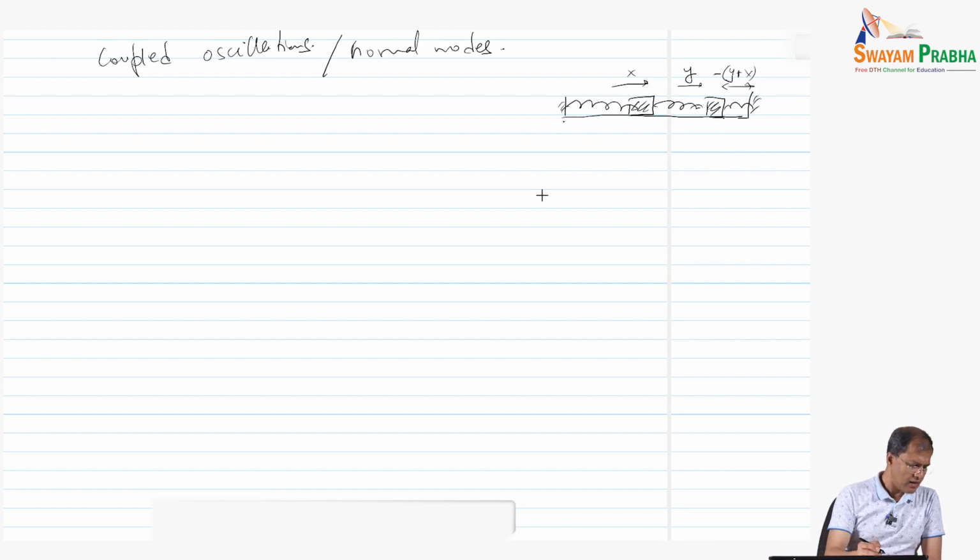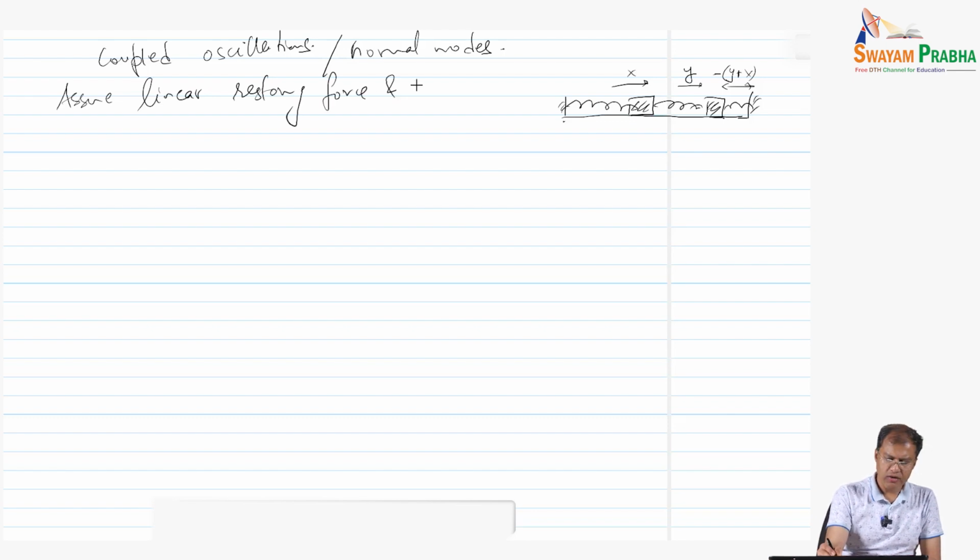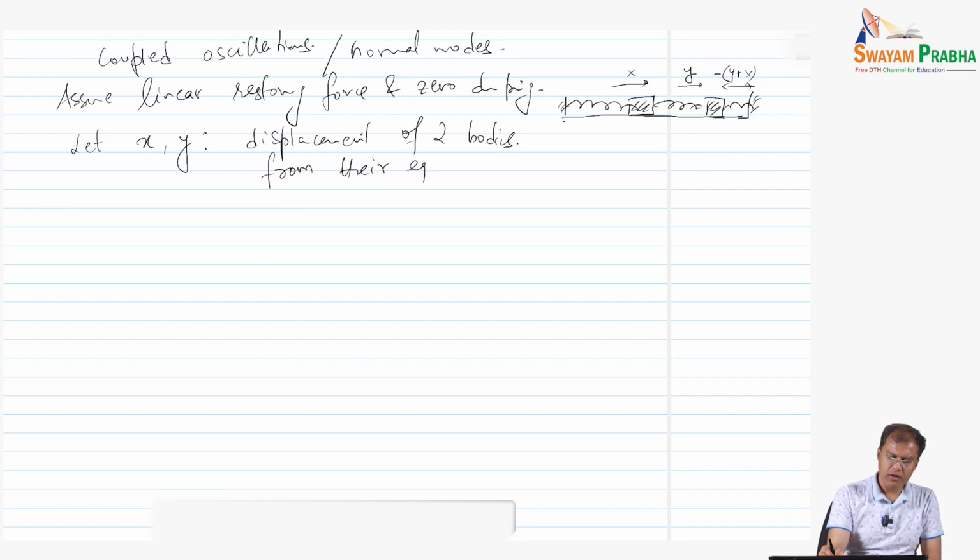Okay. So then in this case we can assume linear restoring force and zero damping. Linear restoring force and zero damping. And let us say we have x and y be the displacement of the two bodies from their equilibrium position, at time t.